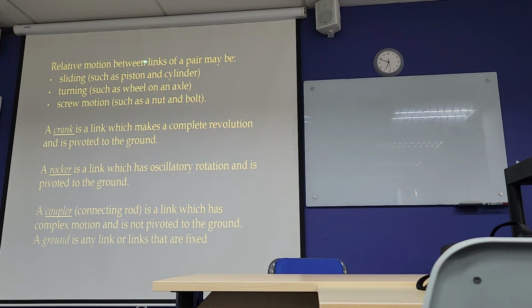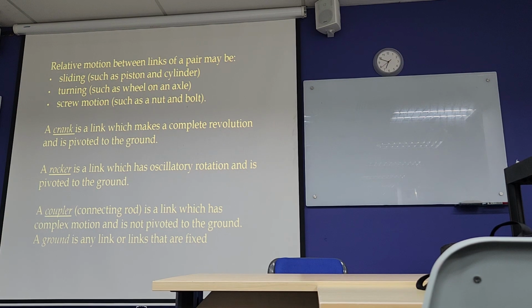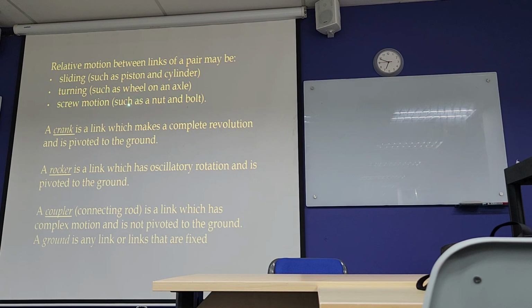Okay, so the motion between links can be sliding, for example a slider crank you have seen, a piston and a crank. That is sliding. You can have pure turning, for example a wheel on axle, or it can have a screw motion such as a nut and bolt.